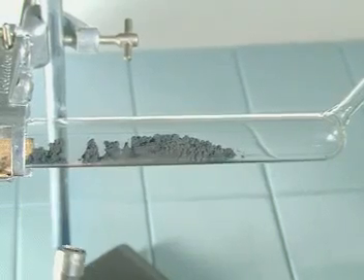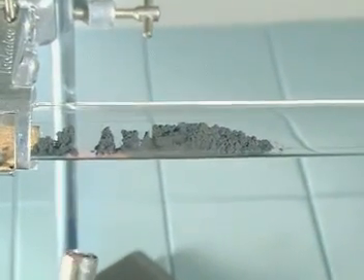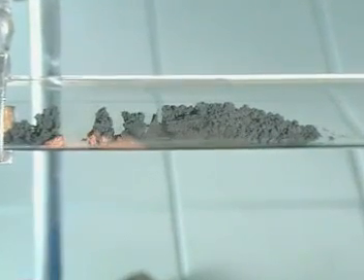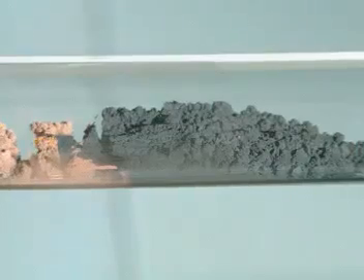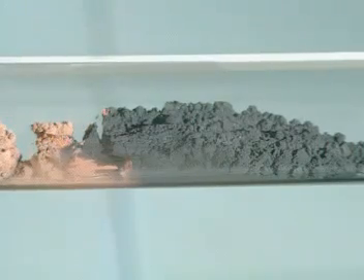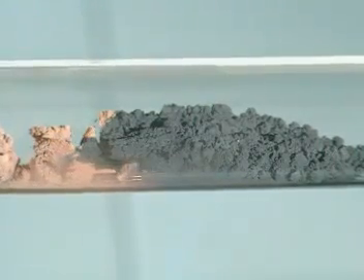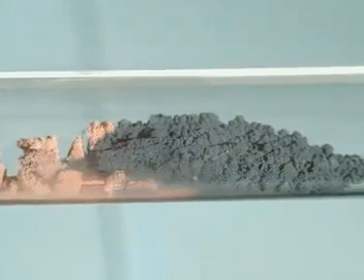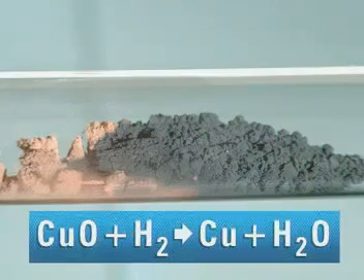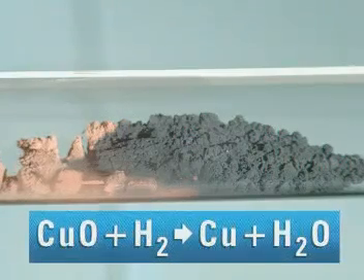Heat the copper oxide in this atmosphere of hydrogen and it quickly changes colour. Hydrogen reacts with oxygen in the copper oxide to form water. Copper metal is left behind. While the copper oxide is reduced, the hydrogen is oxidized.